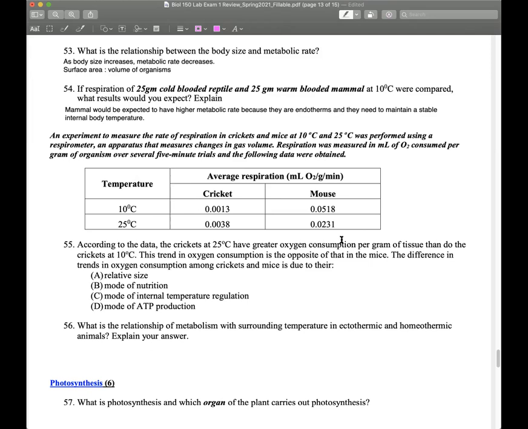And then this is opposite of the trend that we see in mice. So why do we see this difference in their rates of consuming oxygen at different temperatures? The mice is an endotherm, so the warmer it is, the less energy they have to use for heat. Yeah, exactly. So yeah, the mice are the endotherm. So when we increase the temperature, they don't need to expend as much energy keeping their bodies warm. What about for the crickets? Why does this increase?